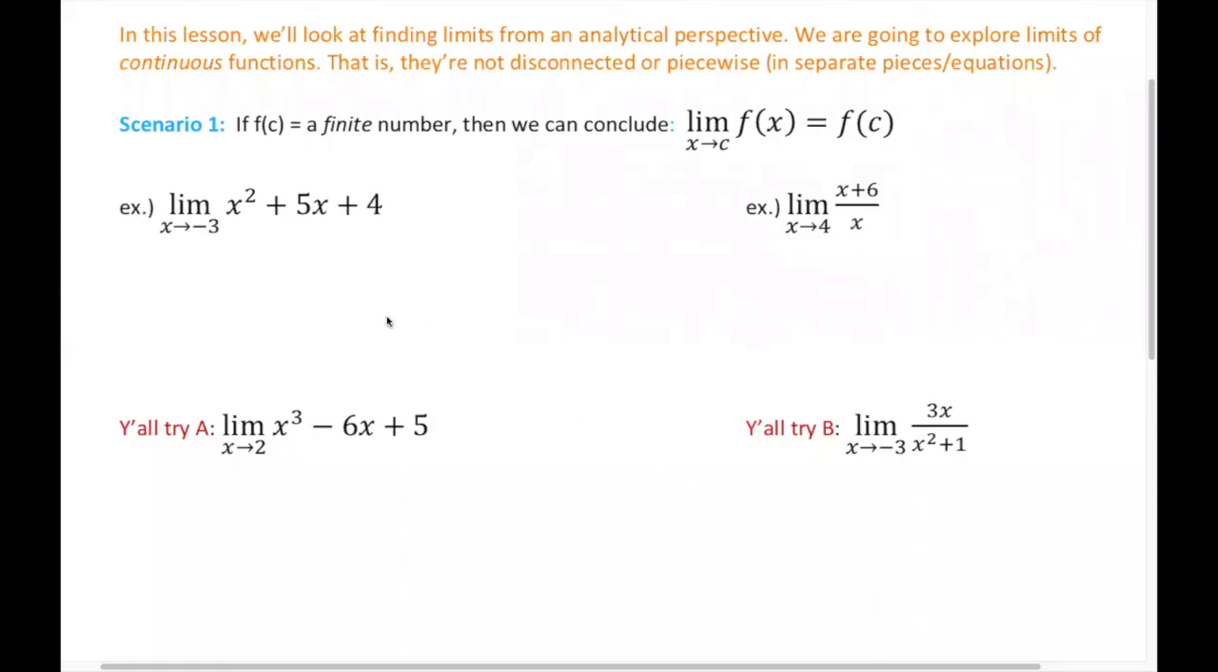At this point, you should prepare to pause my YouTube video and try on your own. Y'all try A and y'all try B using the techniques I've outlined in this scenario, showing all the work just as I've done. When you're all set with y'all try A and B, please feel free to resume the video, and we're about to move on to scenario 2.